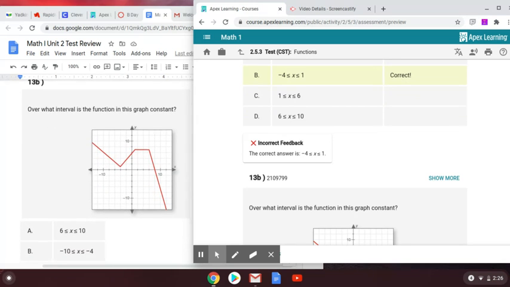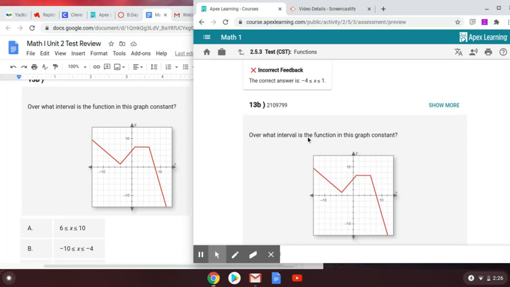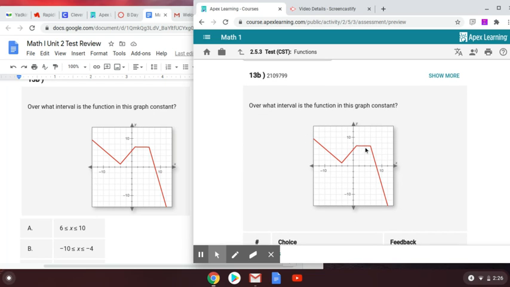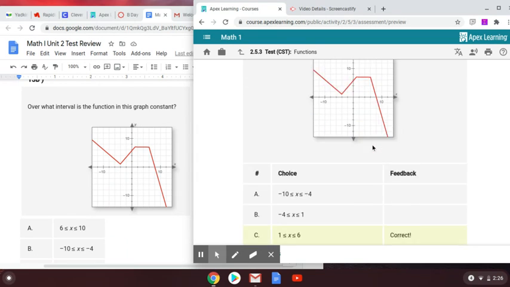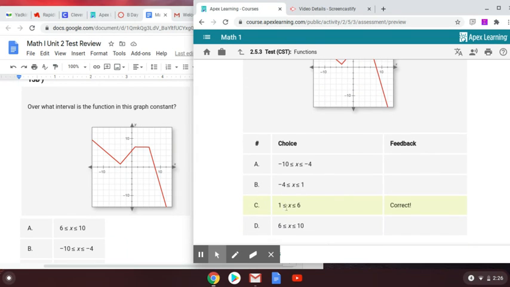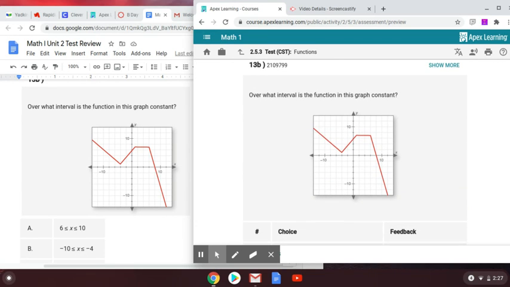B, over what interval is the function in this graph constant? Constant is where it's flat or horizontal. So it looks like it goes from 1 to 2, 4, 6. So we would write that as 1 is less than or equal to x is less than or equal to 6.